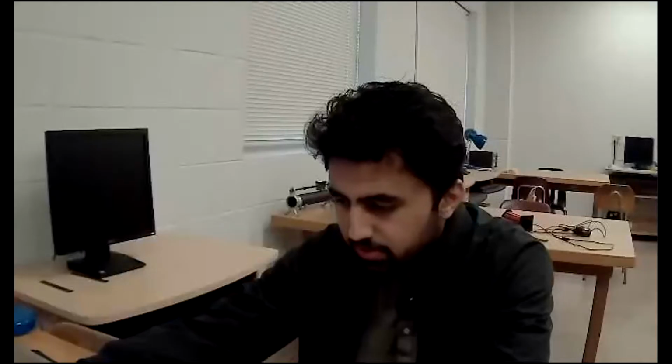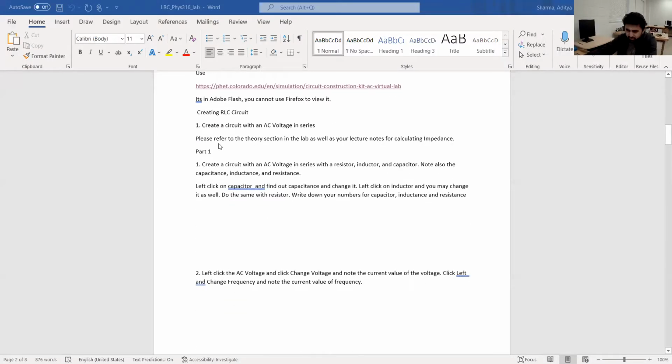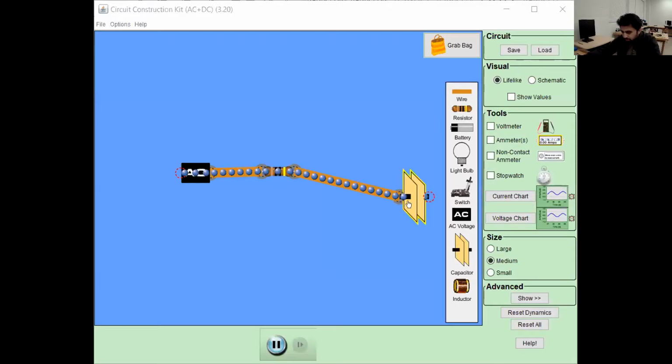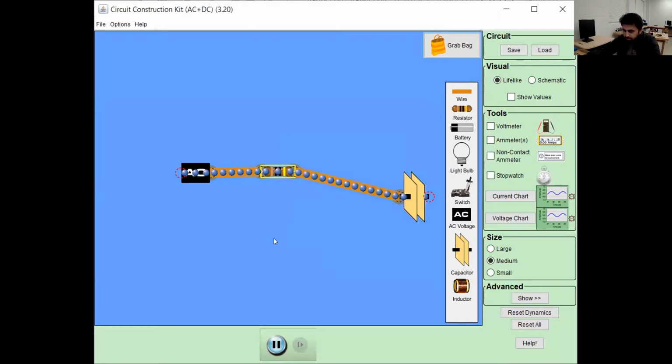So what they want you to do is create a circuit with the AC voltage in series. So create a circuit with AC voltage with the resistor, inductor, and capacitor. So just put them all in there. So create an RLC circuit, and then if you left click on the capacitor, you can find out the capacitance and change it. Same for inductor and change the inductance, and same goes for the resistor. I can try capacitor, change capacitance. As you can see, you can do that. Change resistance, you can do that.